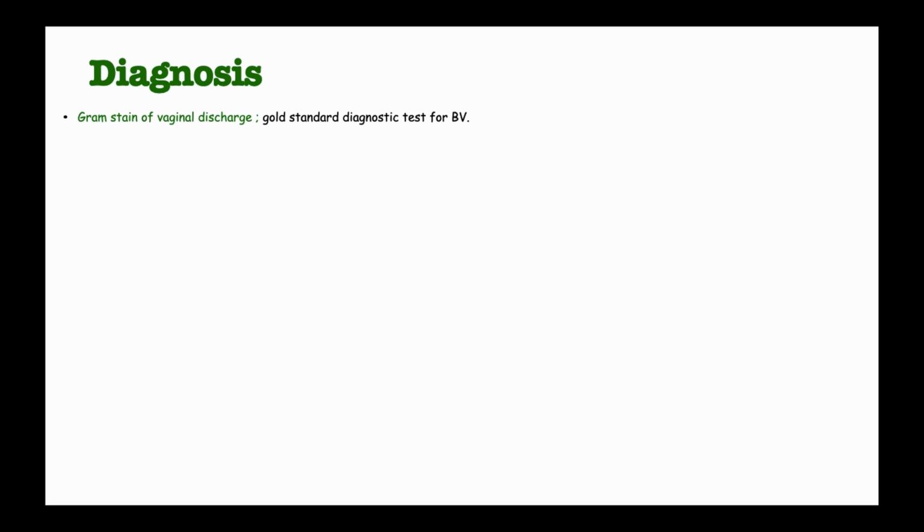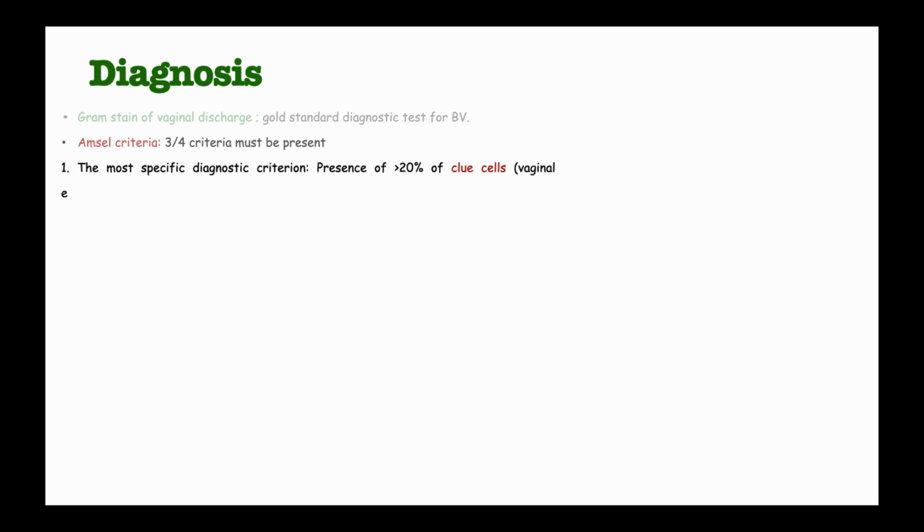So what do we do? We usually use what we call the Amsel criteria. Now, the Amsel criteria has four main things that we look for. However, we expect that 3 out of these 4 criteria must be present before we can make the diagnosis of bacterial vaginosis. The first, which is the most specific diagnostic criterion, is the presence of more than 20% of clue cells.